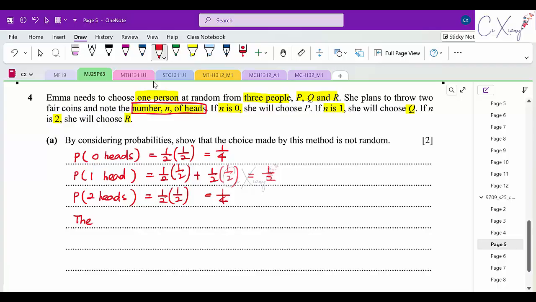Therefore it is not a good method, right, to select the person. Okay, so we can just tell them that the probabilities are not equal. Therefore, the choice made by this method is not random.